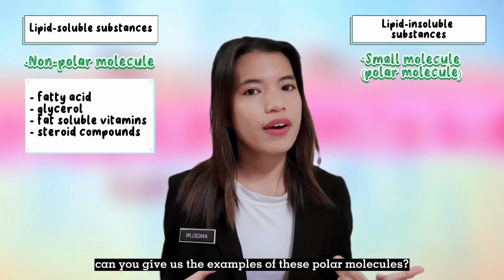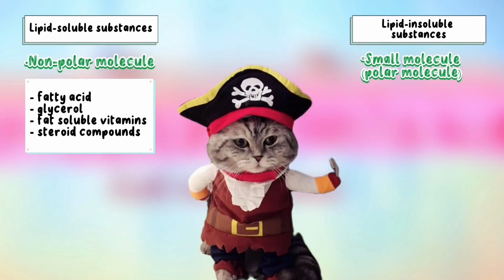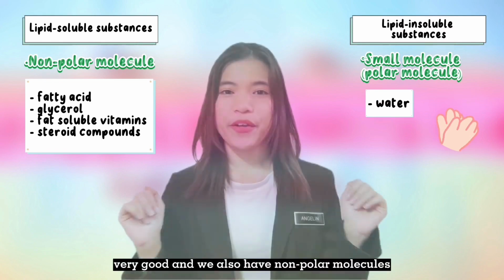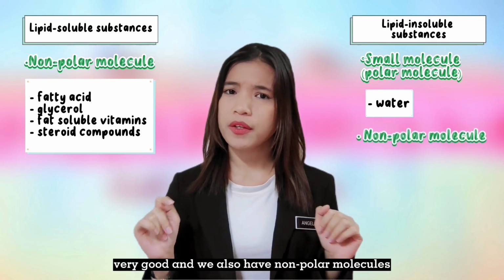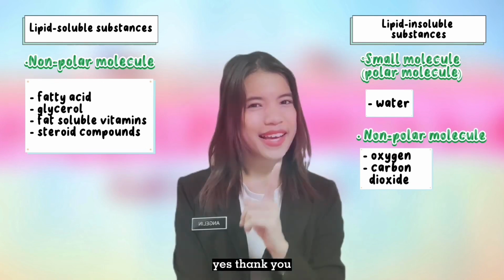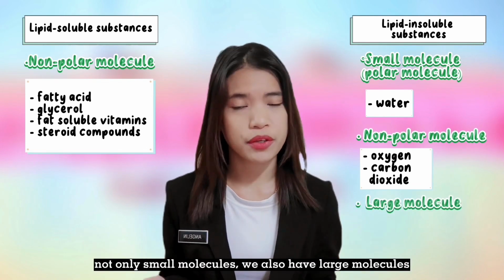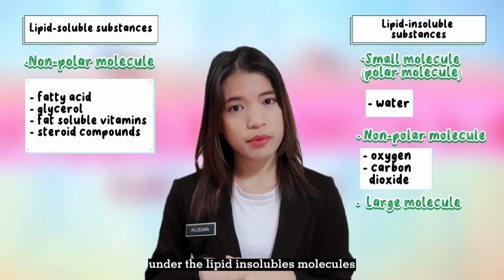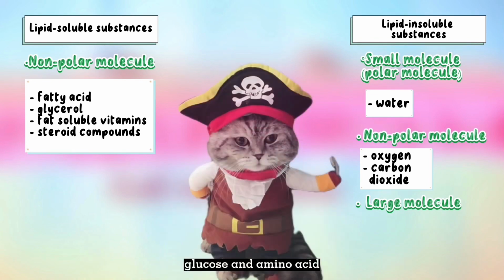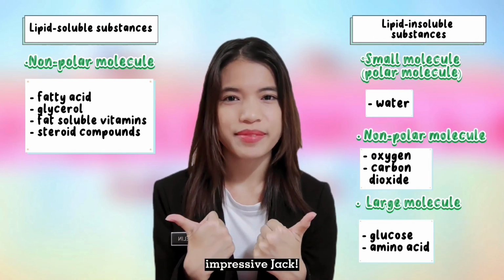So Jack, can you give us the examples of these polar molecules? Water! Very good. And we also have non-polar molecules such as oxygen and carbon dioxide. Yes, thank you. Not only small molecules, we also have large molecules under the lipid-insoluble molecules. Jack, can you give us the examples? Glucose and amino acid. Impressive, Jack.